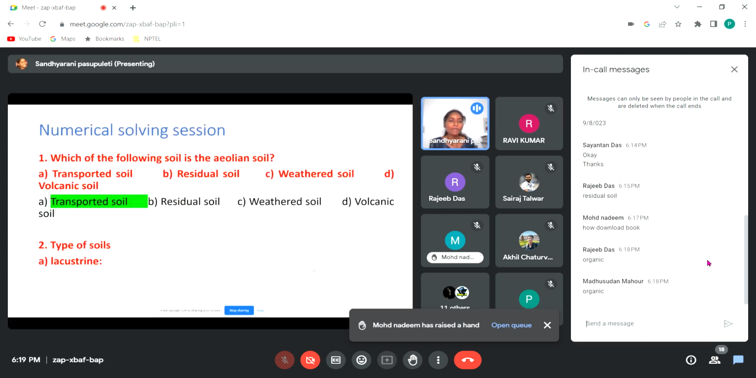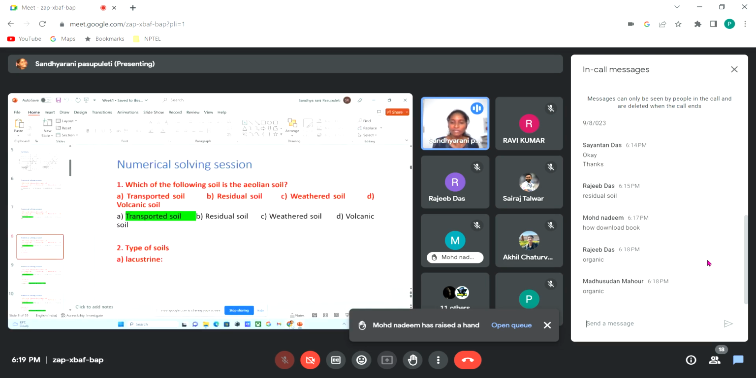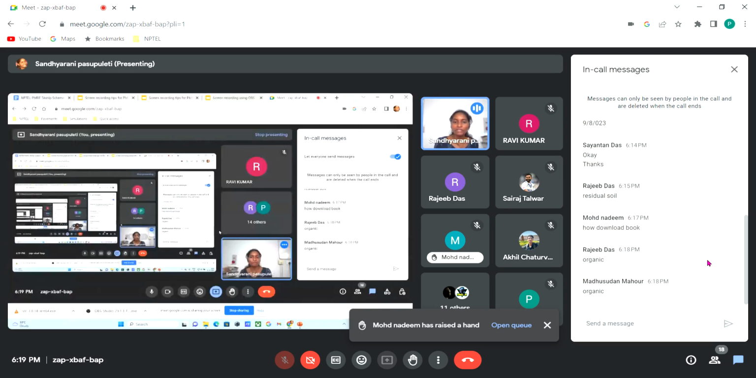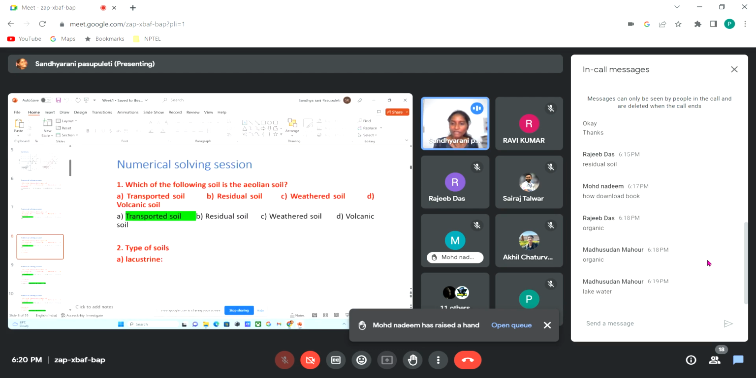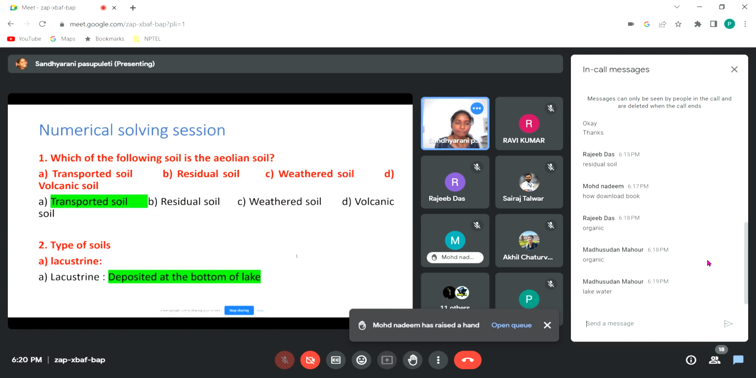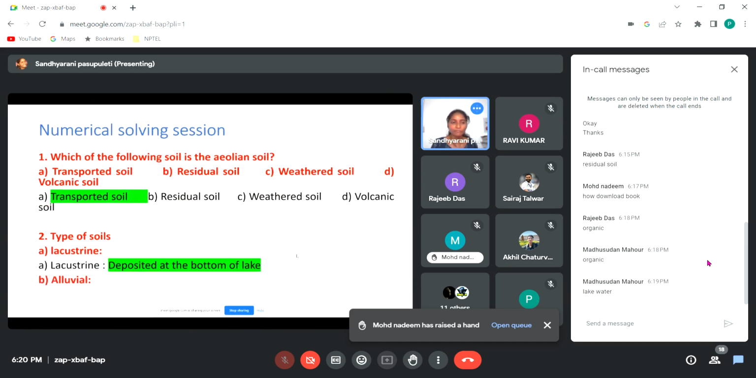For example, I am giving one of the soils here, lacustrine soil. Can anyone tell which type of soil we call lacustrine? That means what is the medium? When the soil is transported either using wind, water, or what? Yes, lake water. If the medium is lake water, that is called lacustrine soil. These are the soils that are deposited at the bottom of the lake.